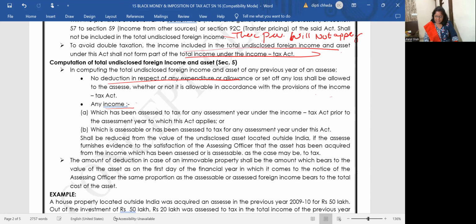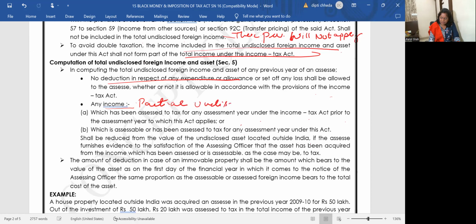Any income which has been assessed to tax in an assessment year prior to the assessment year to which the Act applies, or which is assessable or has been assessable to tax, shall be reduced from the value of undisclosed income located outside India, if the assessee furnishes evidence that the asset has been acquired from income which has been assessed. Now, this means partially undisclosed. You can write here the meaning.